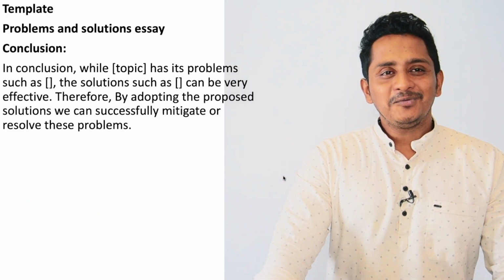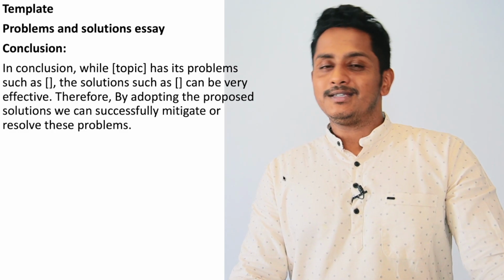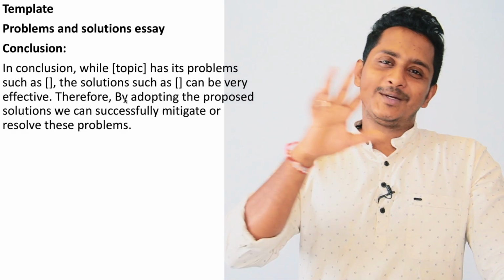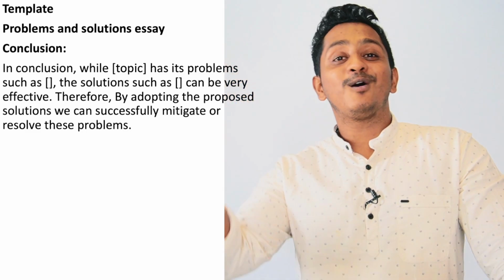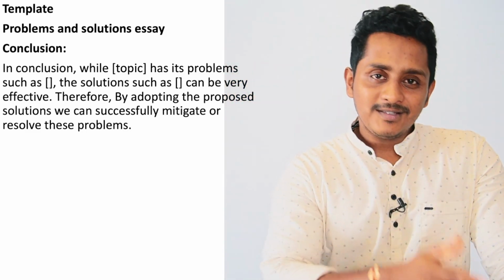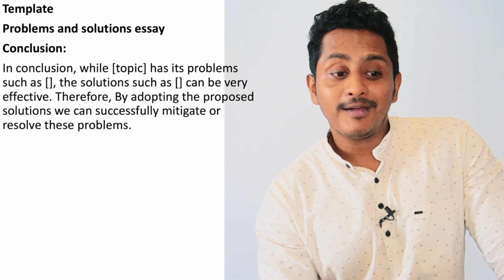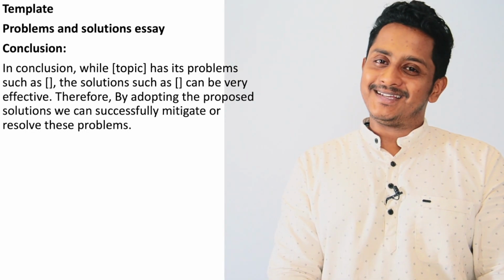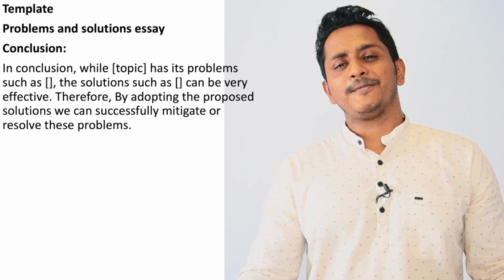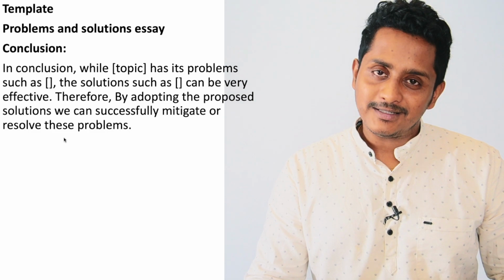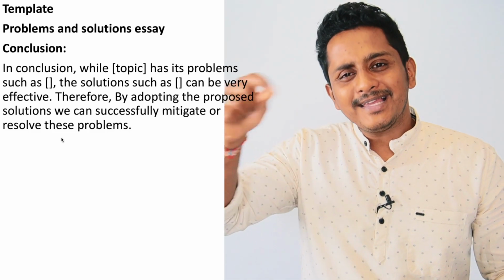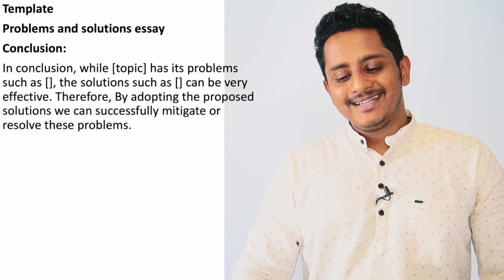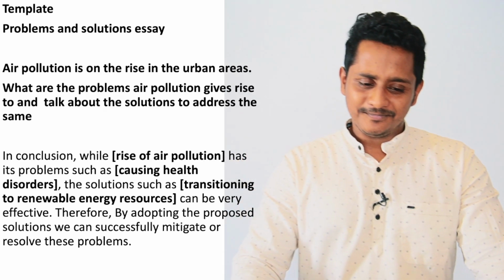Alright. So, with this we come to problems and solutions essay types. In conclusion, while the topic has problems such as so and so, the solution such as so and so can be very effective. Therefore, by adopting the proposed solutions, we can successfully mitigate or resolve these problems. Easy peasy. See, when you don't have a template, still you can write, but it may take a little extra time. Here you know everything, it becomes very easy. Isn't it so? So, we will take an example.